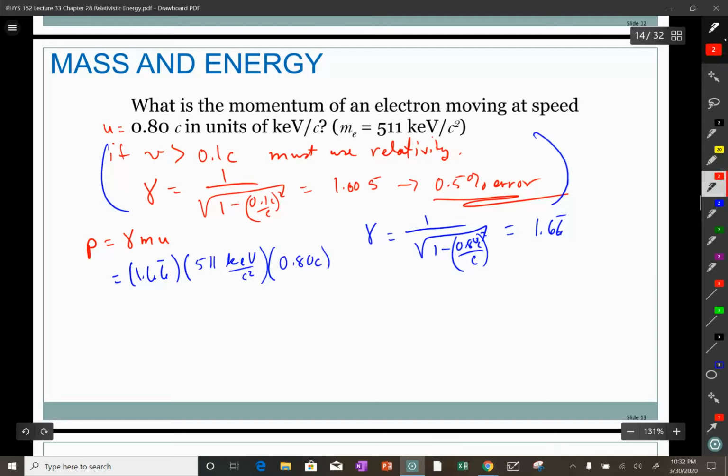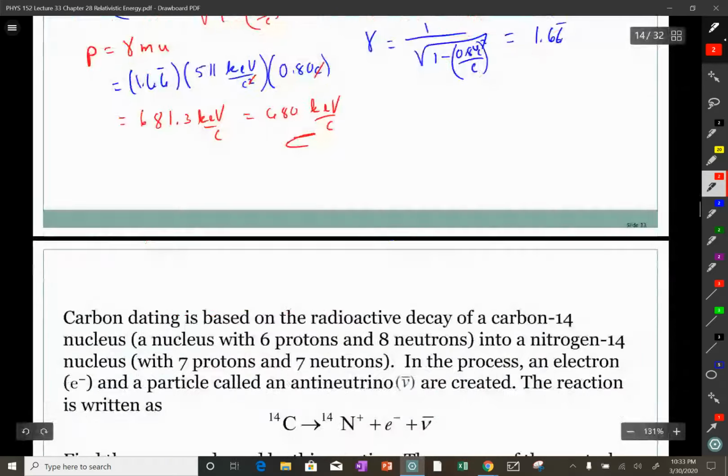Now, if we look at our units, one of these C's cancels with that C, and then I just have to multiply my 1.66 repeating times 511 times 0.8, and that gives me a momentum of 681.3 kiloelectron volts per C. And I have only two sig figs, that's 680 kiloelectron volts per C, putting it to correct significant digits. So simple calculations when we use the shortcut. The shortcut is the units.